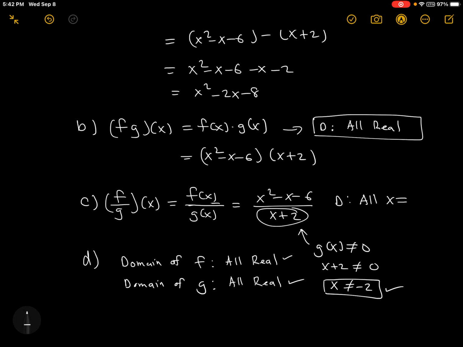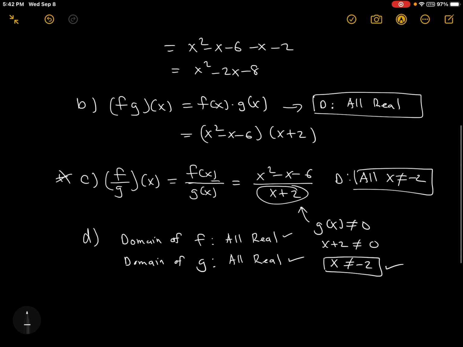Okay. And that's really how you find the domain of functions when you combine them arithmetically. The one that you really have to be worried about is part C, when you divide. The only thing you need to do for that is set g of x not equal to 0 and solve for x. Essentially, you've done this before.